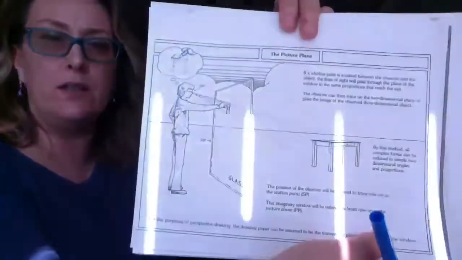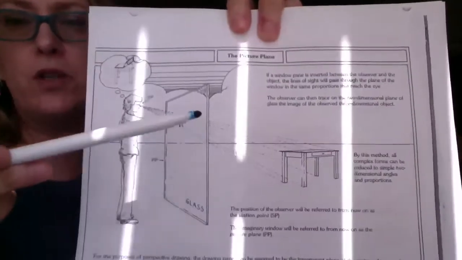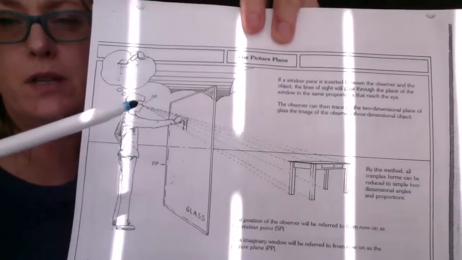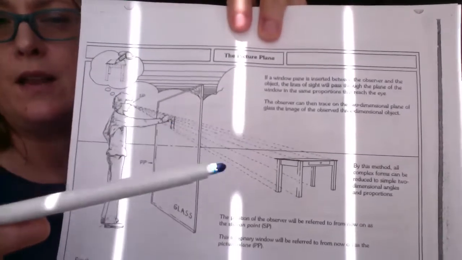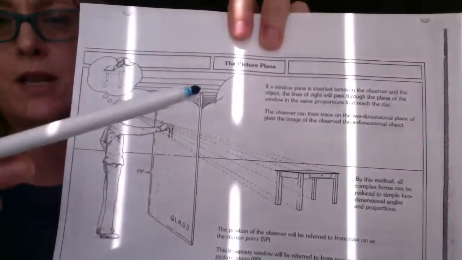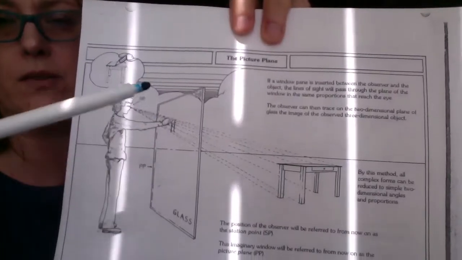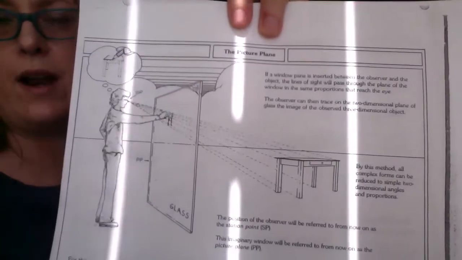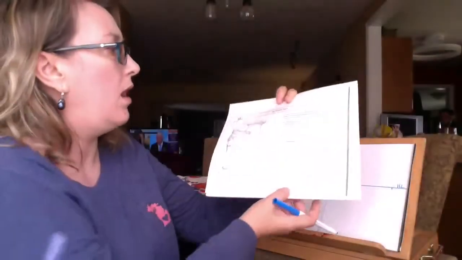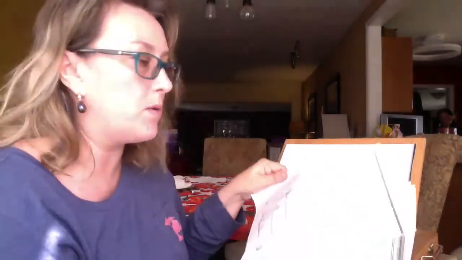So here's a nice illustration of the picture plane. You can imagine the person, their line of sight. They're trying to draw this object. So it's as if your paper is a sheet of glass and you're able to draw that object right on the page. So that's a little explanation of the picture plane.